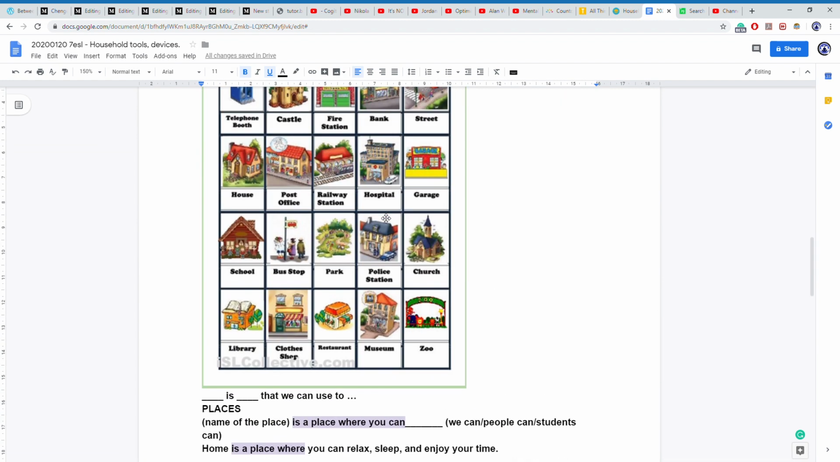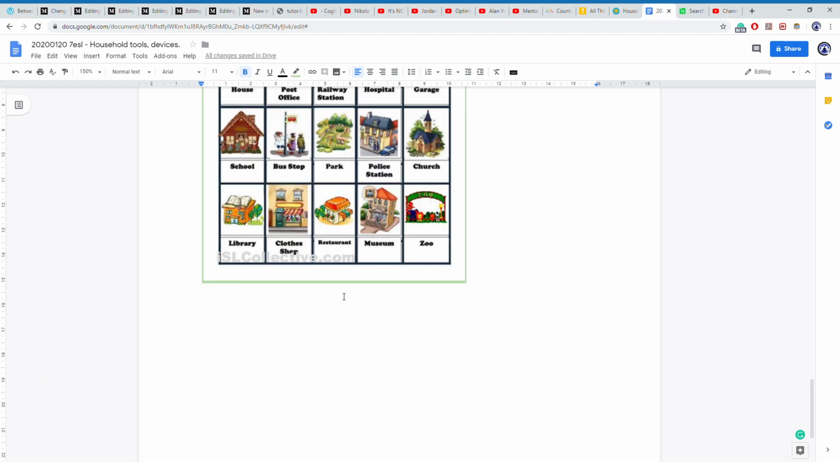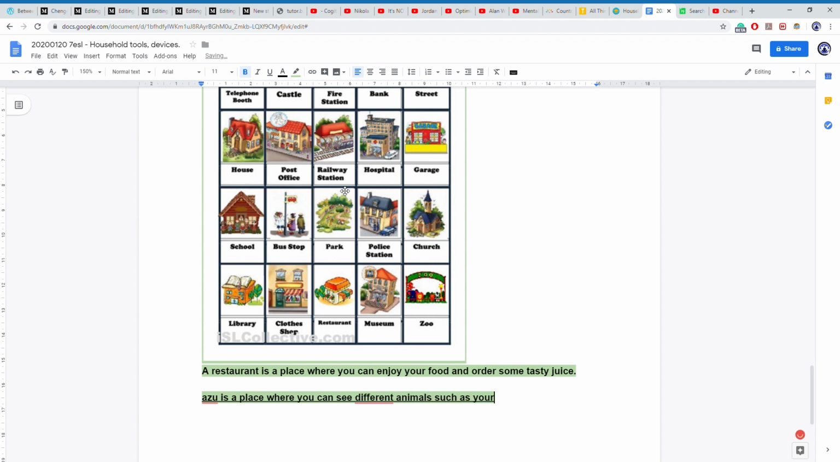Okay, so I'm gonna take this picture, copy it here, and make you a couple more. Now I'm gonna just speak. So now you practice your speaking with your writing, right? So I'm gonna use dictation. So let's say, as I said, a restaurant is a place where you can enjoy your food and order some tasty juice. Here you go. All right. Okay, another one. Zoo. A zoo is a place where you can see different animals such as giraffes, lions, tigers, and monkeys. All right. Okay, there are some mistakes here. It's not perfect, but it is faster. A zoo is a place. All right. Okay.